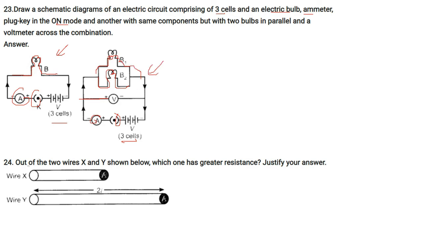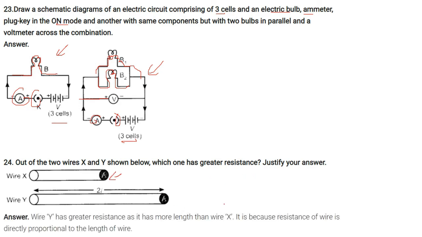Out of the 2 wires X and Y shown below, which one has greater resistance? Justify your answer. So for resistance, you just have to see R equals rho L upon A. This L and A are given. Here the area is A and the length is L. This one has area A and length 2L.